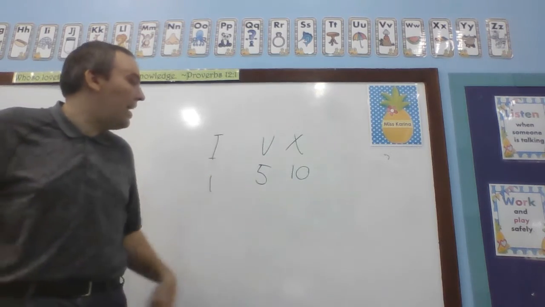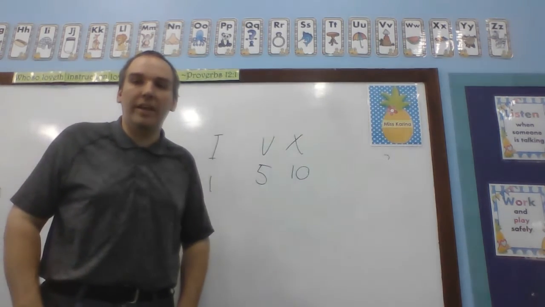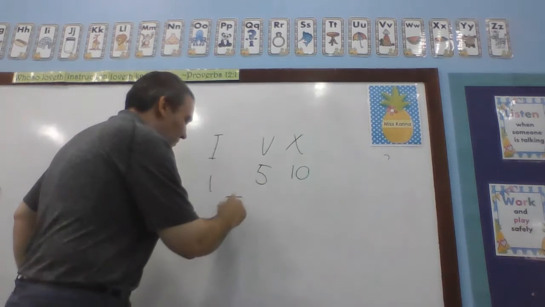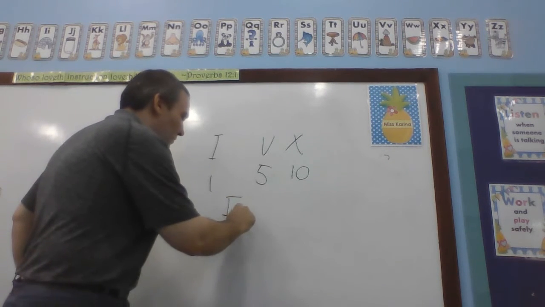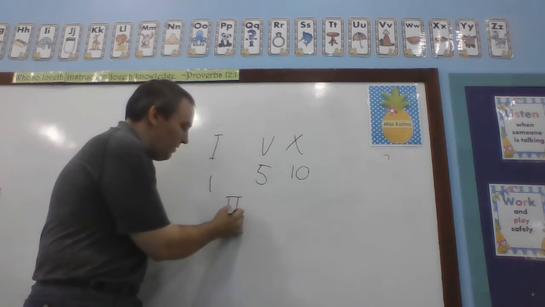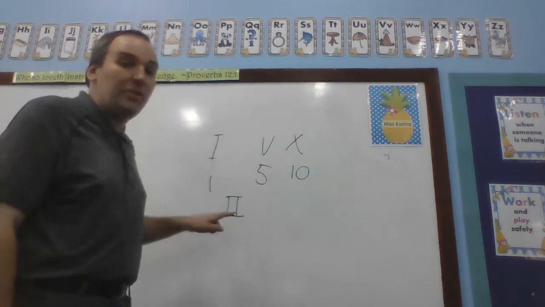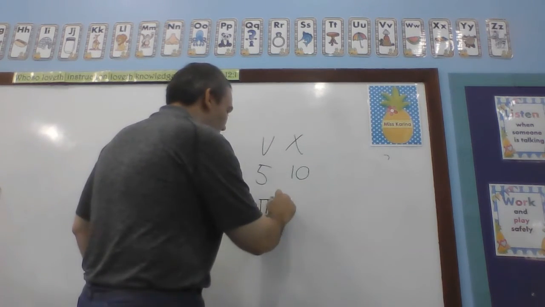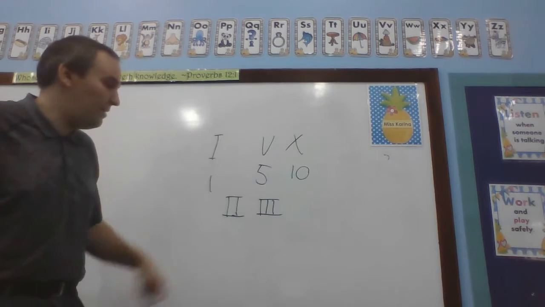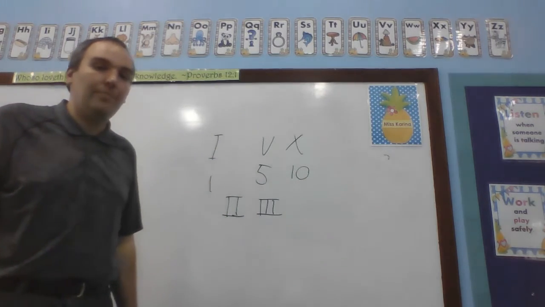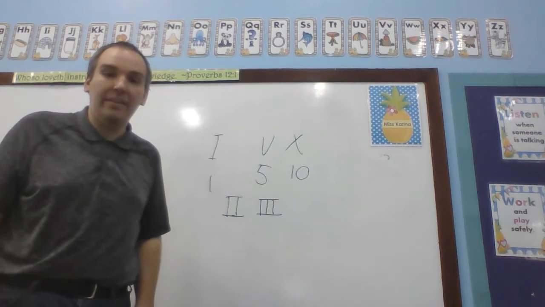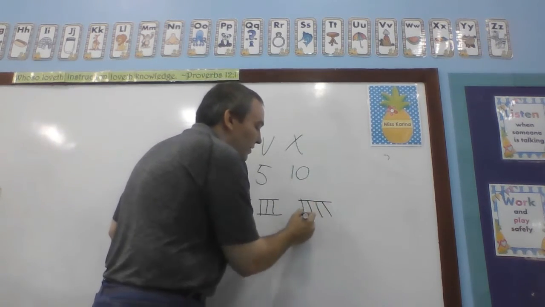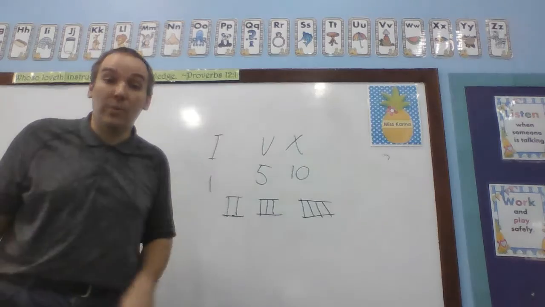So here's I is 1. So what does 2 look like? 2 looks like this. See that? It's 2 i's. 3 looks like this. See that? 3 i's. So what does 4 look like? Well, you think it looks like this, right? 1, 2, 3, 4. You think it looks like that, but no, that doesn't work.